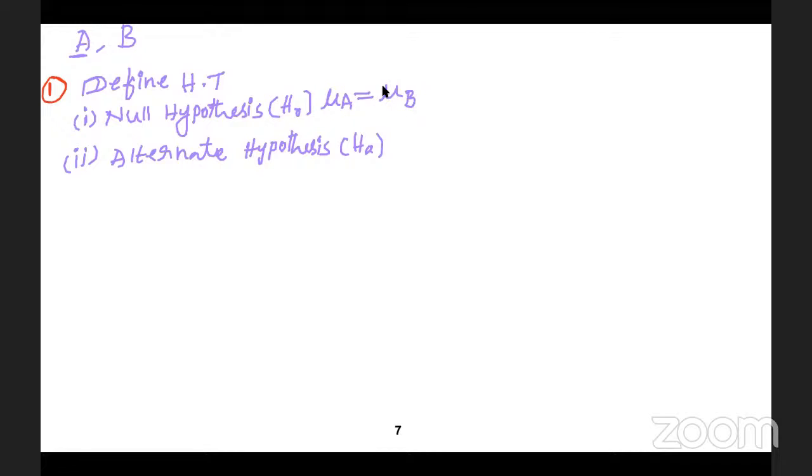There is no difference. See, company B has claimed that my tablet is more efficient than tablet A. The null hypothesis says that your company tablet is not efficient. Both are equal. There is no improvement at all. That is what the null hypothesis says. And the alternate hypothesis says you both are not equal: mu A is not equal to mu B. That means there is definitely a difference between the tablets.